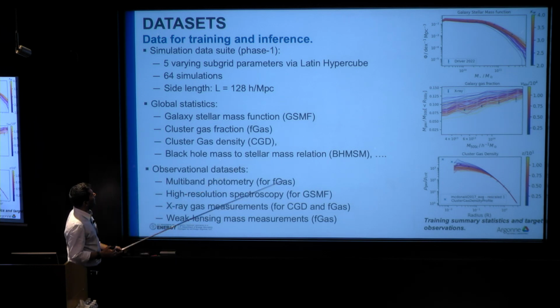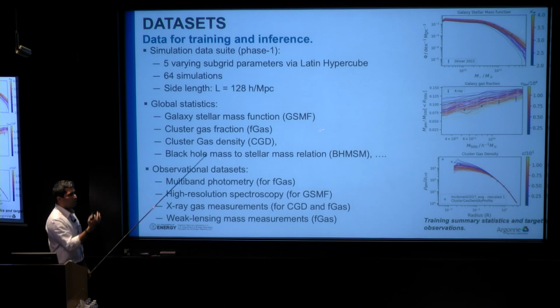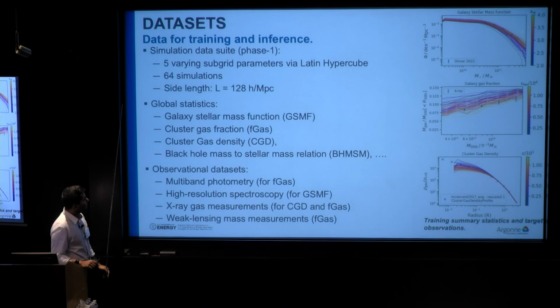There are cluster gas fractions, cluster gas density, the black hole to stellar mass relationship. There's a big list of summary statistics that we are extracting. Not all of them are emulated, and amongst the ones that are emulated, not all of them are used for calibrations. So we make a certain choice about what kind of statistics we want to use, depending on the systematics in the observations, our mass resolutions, our box length, etc.